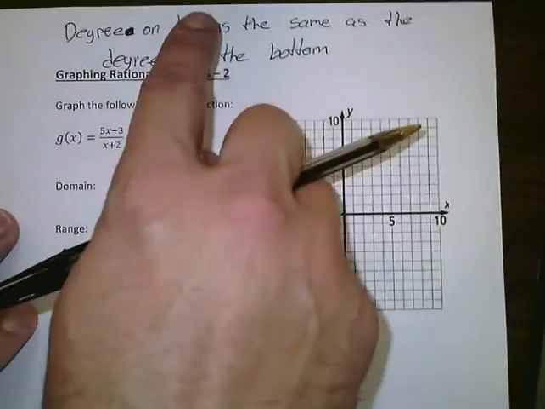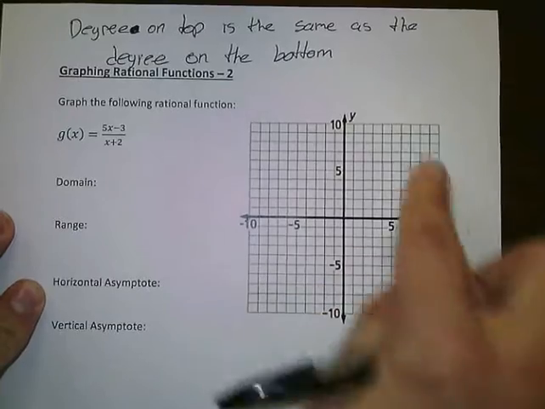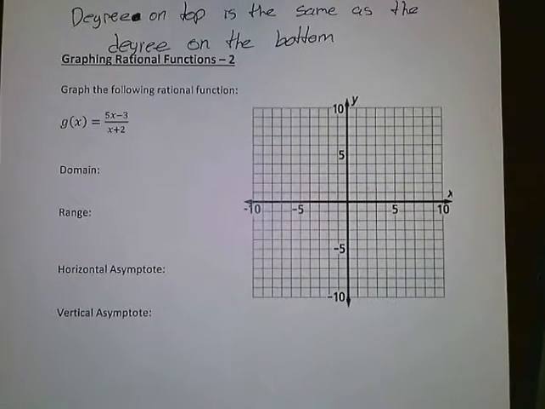So when your degree on the top is the same as the degree on the bottom, I'm going to talk about what you do as far as graphing this rational function. In my previous video, I had talked about how finding that center point really helps you with these follow-up questions and it helps you with this graph. So our goal is still to try and find that center point. So here's how we're going to do that.